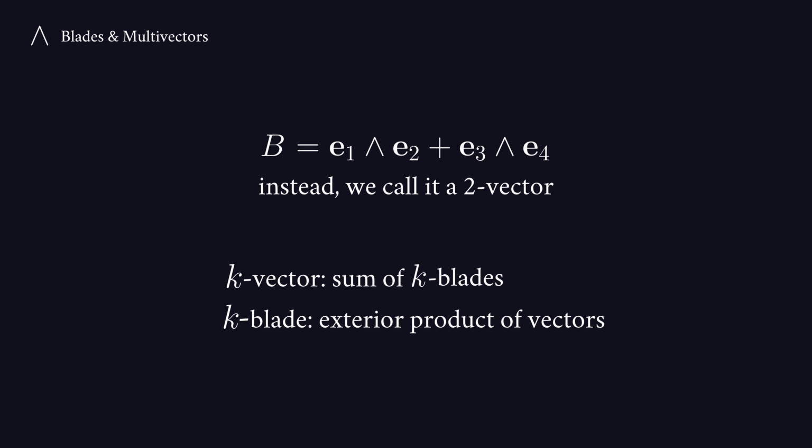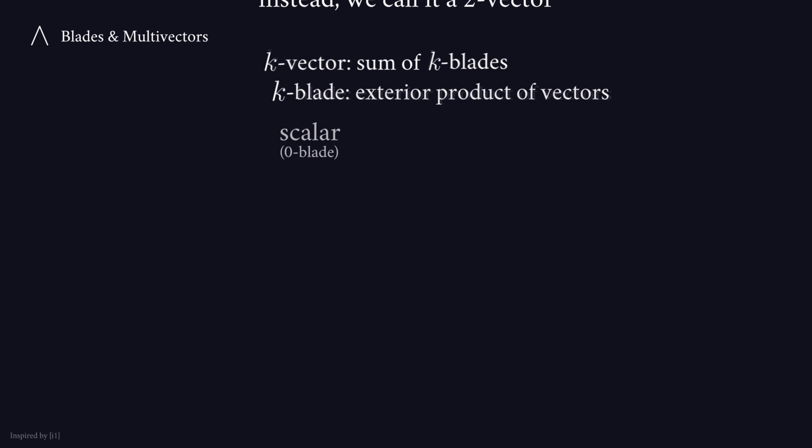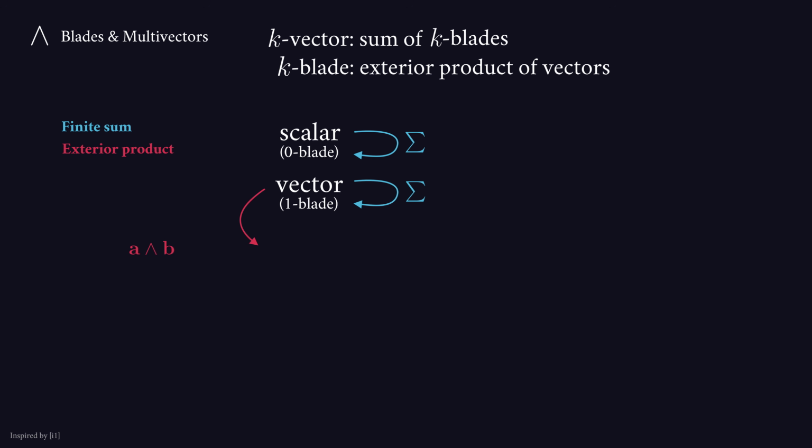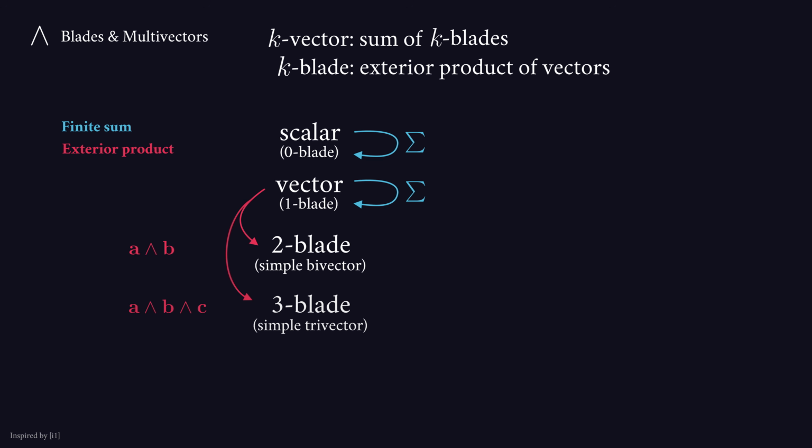To get rid of any confusion, let's think this through again. We started with scalars, which are 0-blades. If we sum them up with a finite sum, we still have a scalar, like 5 plus 2 is 7. Then we had vectors, which are 1-blades. If we add together vectors, we still have vectors. Now with our new exterior product, we can do something like A wedge B. And what we get out of this is a 2-blade. This, in fact, we can also call a simple bivector, which we'll come to in a second. Now we can also have a 3-blade, as we've seen, which are simple trivectors. And in general, we can have k-blades, which are simple k-vectors.